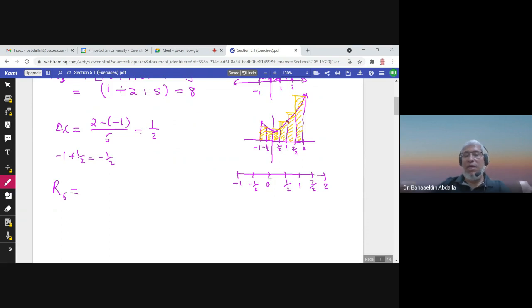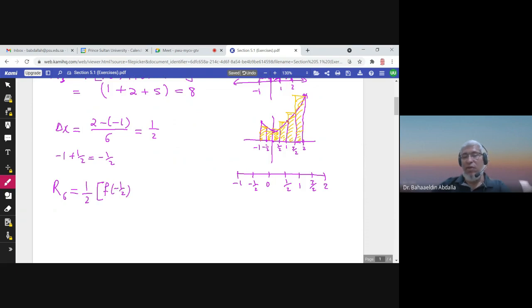R6 is the area of the six rectangles. Now the width here is half. You can take it always as a common factor because the width of all the six rectangles is half. Now what is the length of the first rectangle? This one. It is f of negative half.